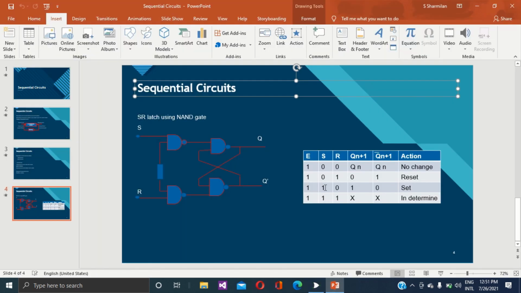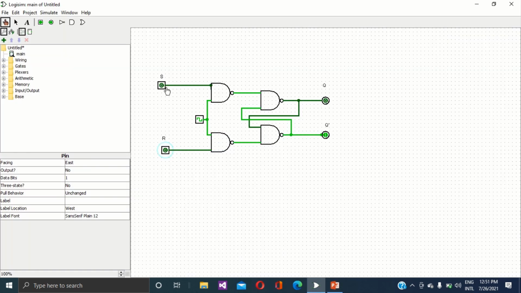Second one is S equals 1, R equals 0. Now I am going to change S equals 1, R equals 0. Here see Q equals 1, Q bar equals 0. This is called the set state. Now I am going to change S equals 0, R equals 1. Here Q equals 0, Q bar equals 1. This is called the reset state. Now I am going to change S equals 0 and R equals 0.